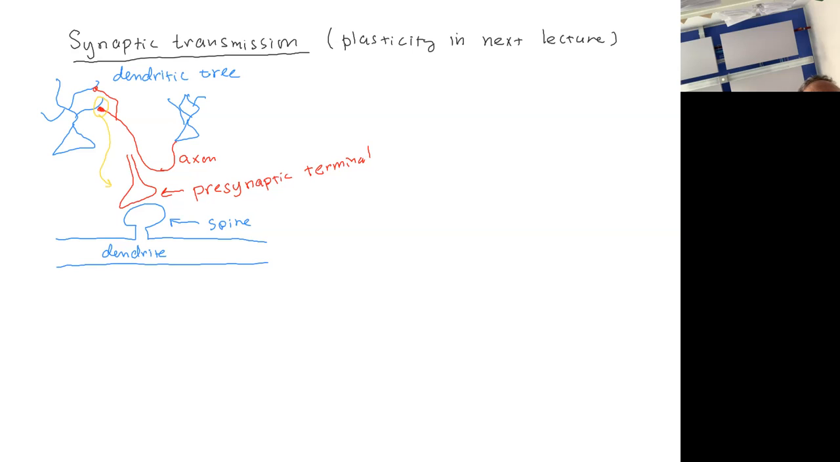And what I want to do is now talk about the steps that allow the neurons to actually essentially transmit voltage from one side to the other. So the first thing, of course, presynaptic neuron spikes.